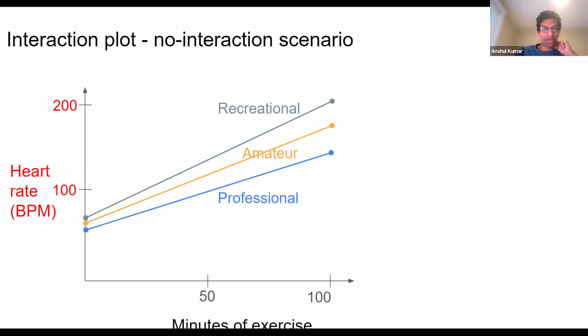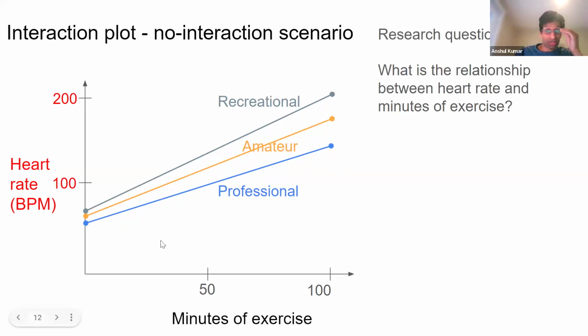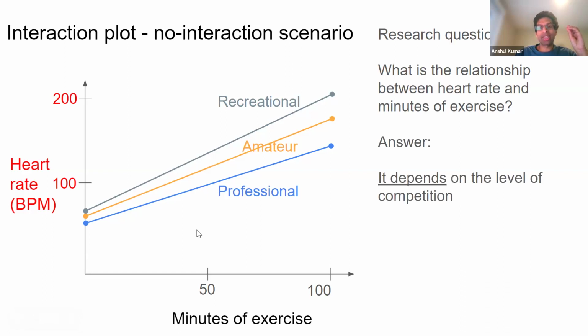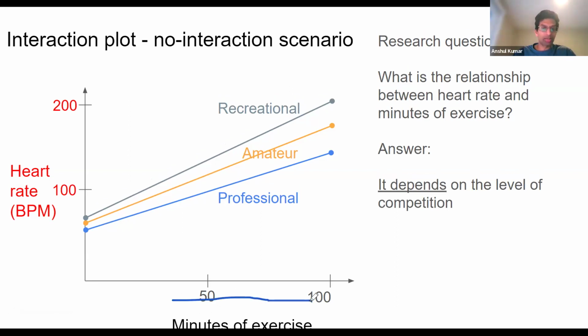So since these slopes are different, the research question we answered here is, what's the relationship between heart rate and minutes of exercise? And the answer is that it depends on the level of competition. So anytime you're talking about an interaction effect, you're interested in the relationship between a dependent variable and some independent variable of interest right here. But the answer about what is that relationship is going to depend on who you're talking about, meaning the level of another independent variable, which in this case is your competition level as an athlete.